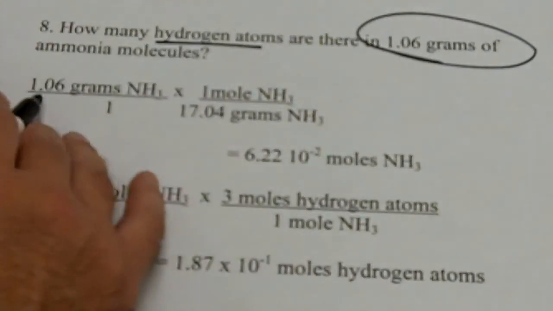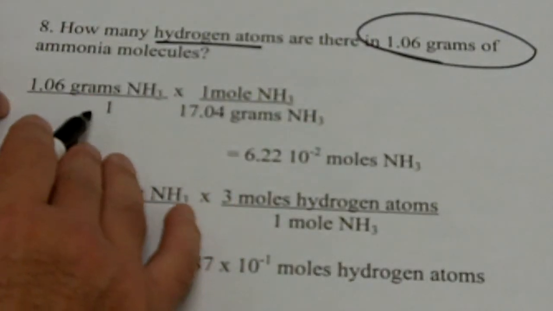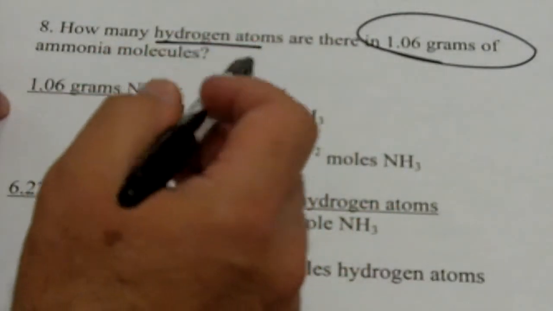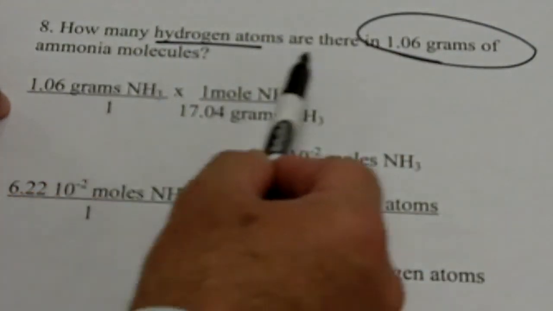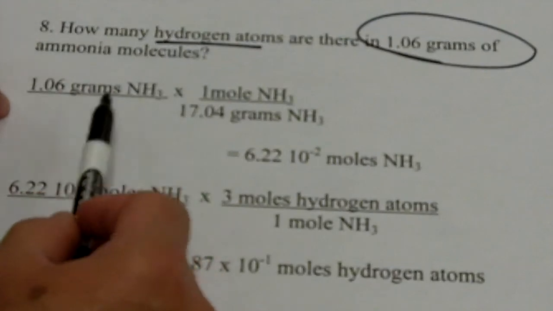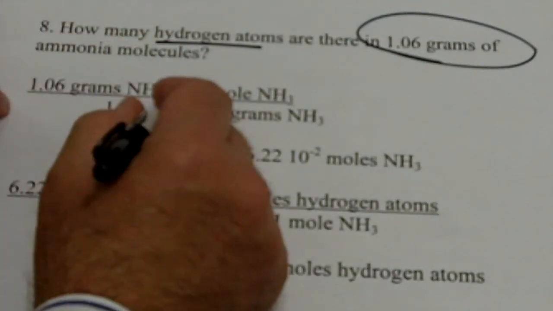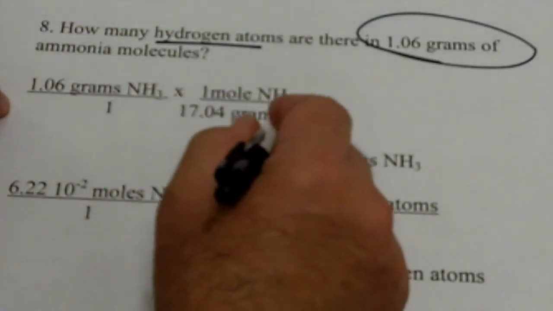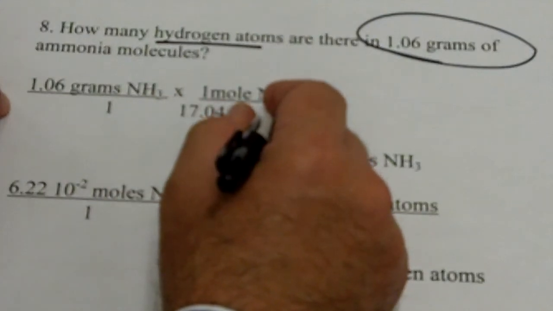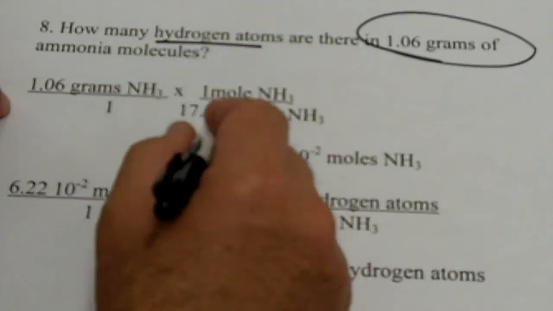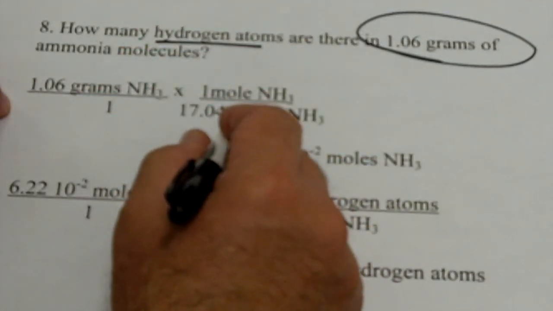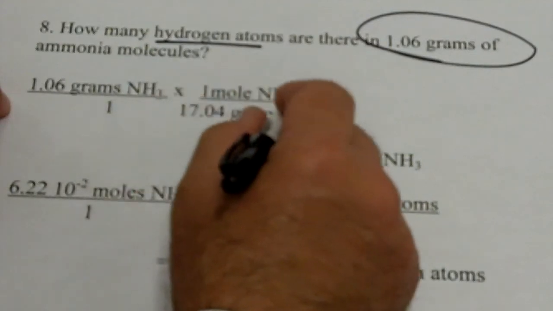1.06 grams of ammonia, put that number over 1. I may not even know how to do this problem yet, but at least I'm using my pen to guide my brain. 1.06 grams of ammonia over 1, and then multiply by whatever unit is here, goes there, and whatever unit I want is going to go right there. Now, I can't go directly from grams of ammonia to number of hydrogen atoms, so I have to go through what? A mole intermediate.